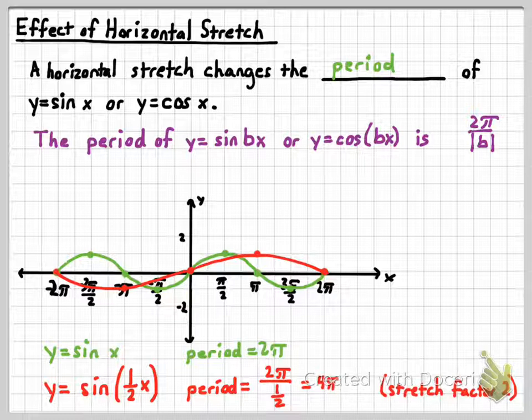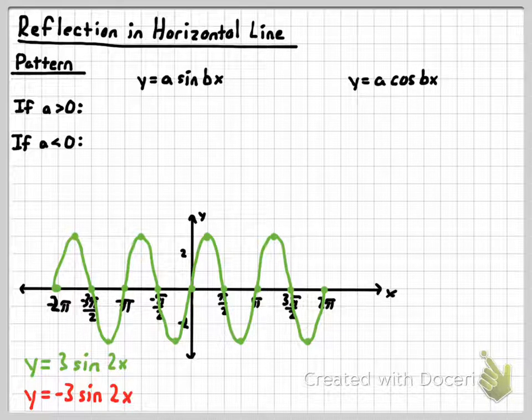Excellent. Now, one more concept I want to discuss with you is the concept of a reflection, and in particular, a reflection in a horizontal line. And then I'm going to try to put these three pieces together. We're looking right now at functions in the form y equals a times sine of bx, or y equals a times the cosine of bx. What we haven't looked at yet is what happens when a, or b for that matter, but we're going to focus on a, is positive versus when it's negative.